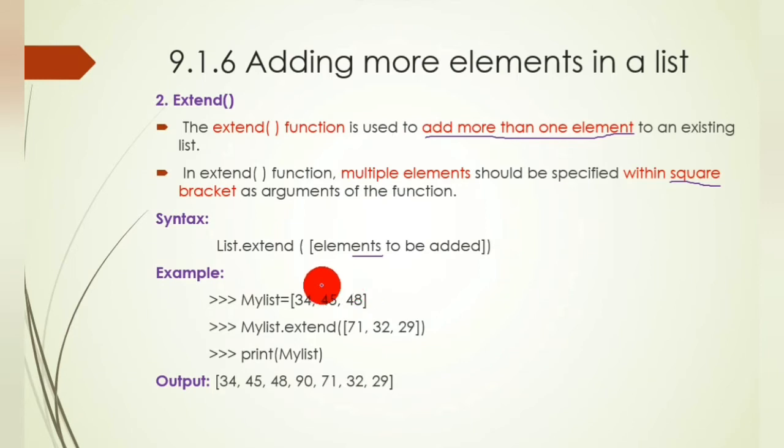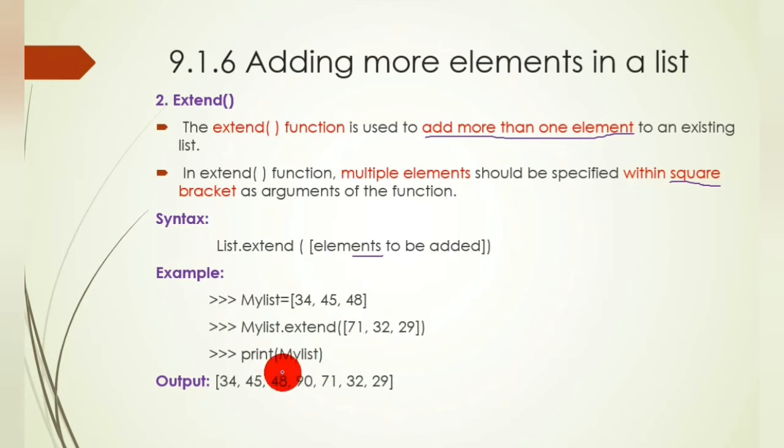So in this list, how many elements are present? Three elements are present: 1, 2, 3. Totally three elements are present in this list. Now you can use this extend function. We can add three more elements to this existing list. So see this statement: mylist.extend within parentheses, you specify the elements 71, 32, 29. These are the elements we want to add to the existing list.